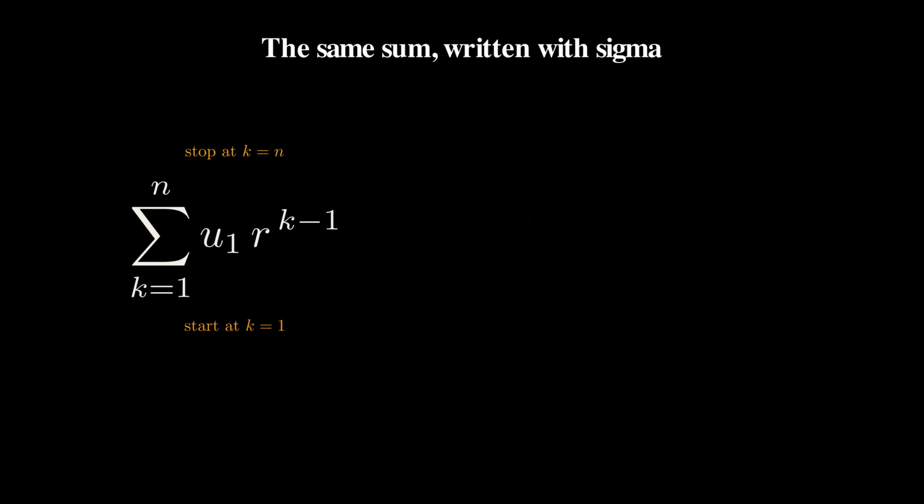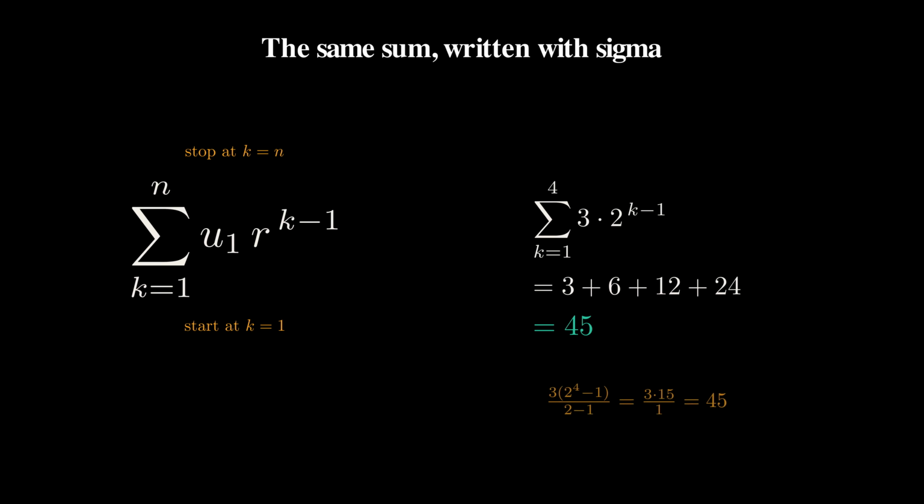Take a small one, sigma, k from 1 to 4, of 3 times 2 to the k minus 1. Let k run. 1, 2, 3, 4. And you get 3 plus 6 plus 12 plus 24, which is 45. And check it against the sum formula. 3 times 2 to the 4 minus 1 over 2 minus 1. Also 45. The notation and the formula agree.